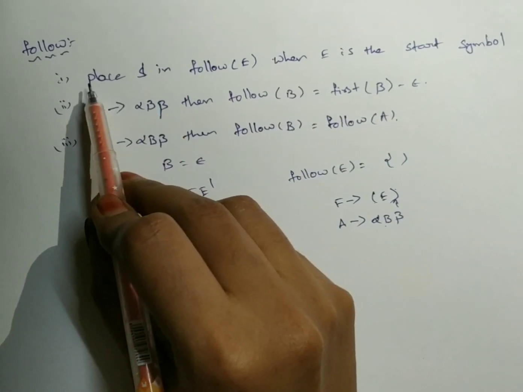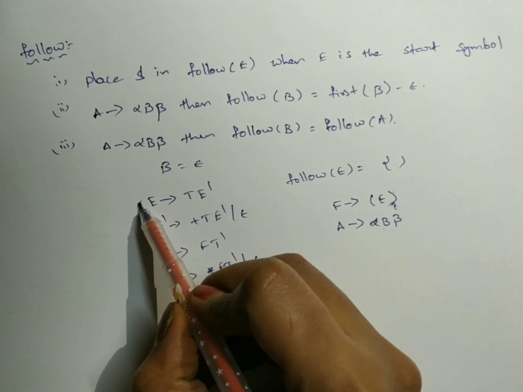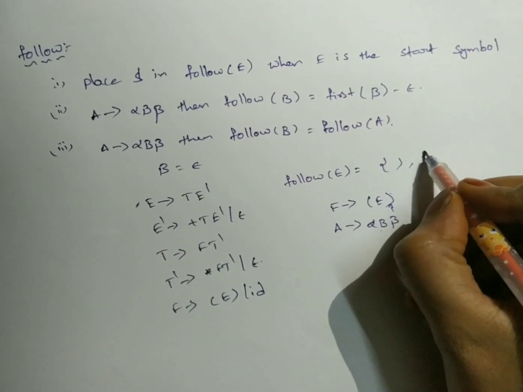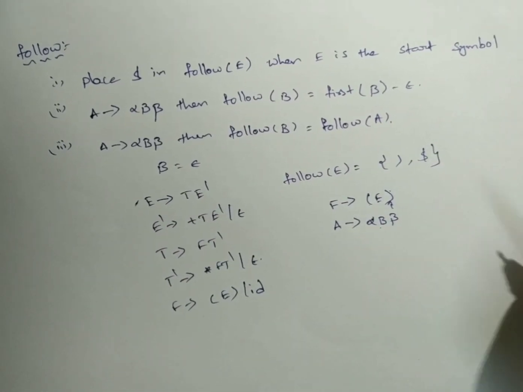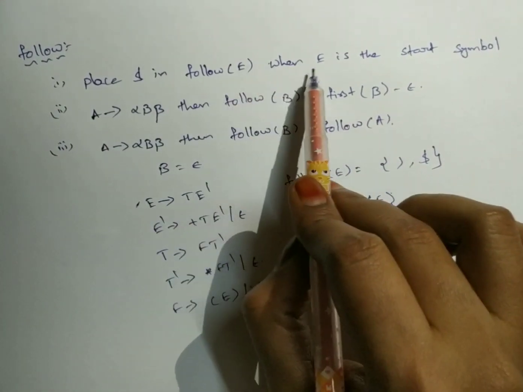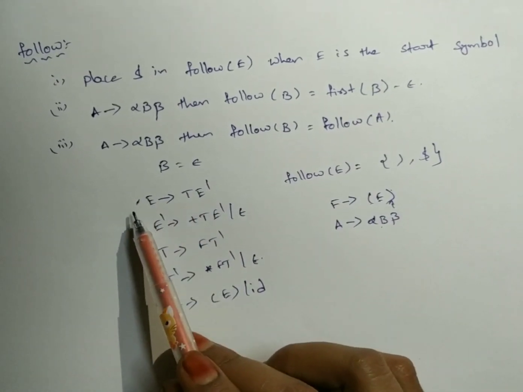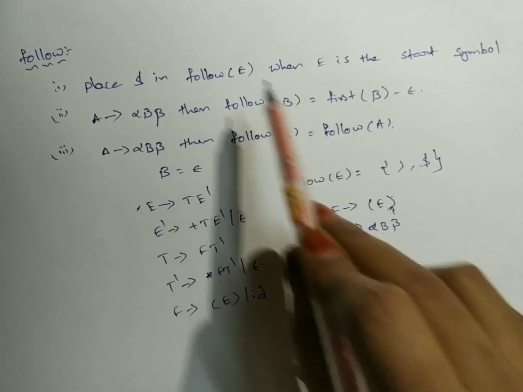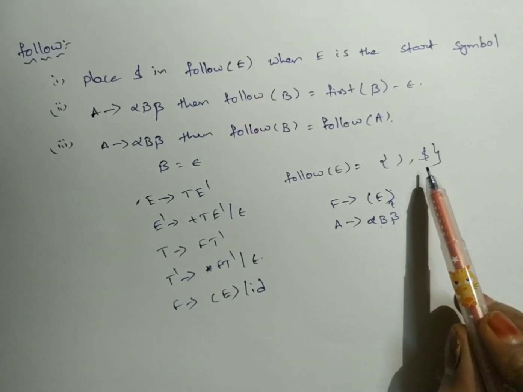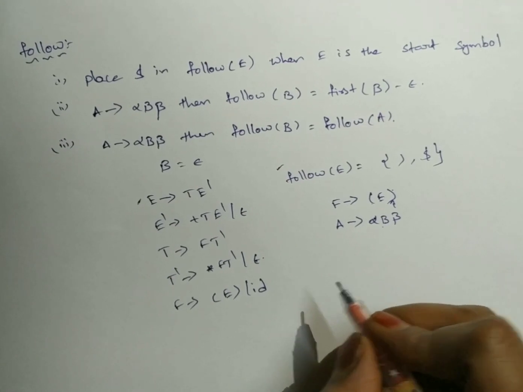And see, in the first condition, this is the starting symbol of the given grammar, so I am including the dollar symbol here. Place dollar in the follow of E where E is the start symbol. See, here E is the start symbol of the grammar, then I have placed the dollar in this follow. Okay, follow of E is finished.